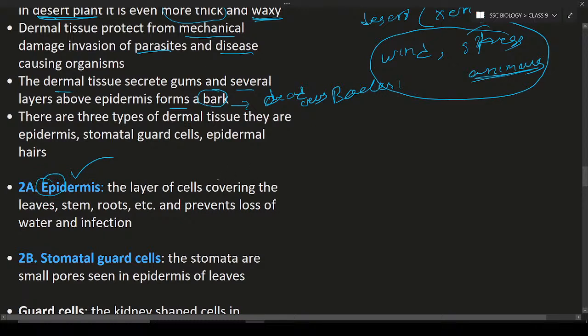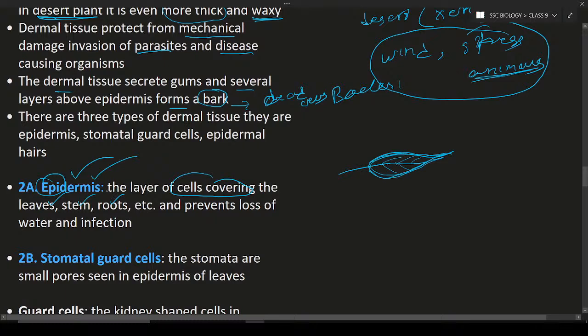This epidermis is a type of cells that covers the leaves, stem, roots, etc. If you observe the leaf, it is covered with a thin layer of cells. This thin layer of cells is known as epidermis. We will discuss the transverse section of the leaf more in the 10th.